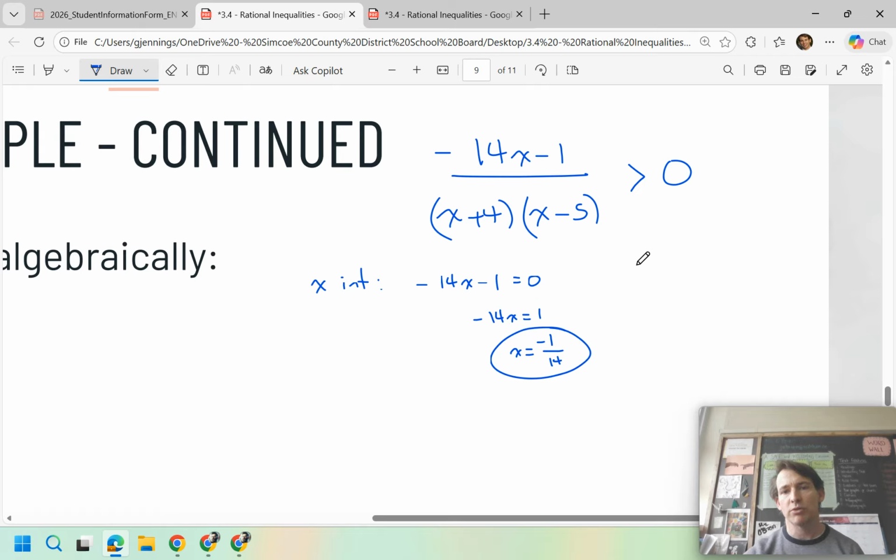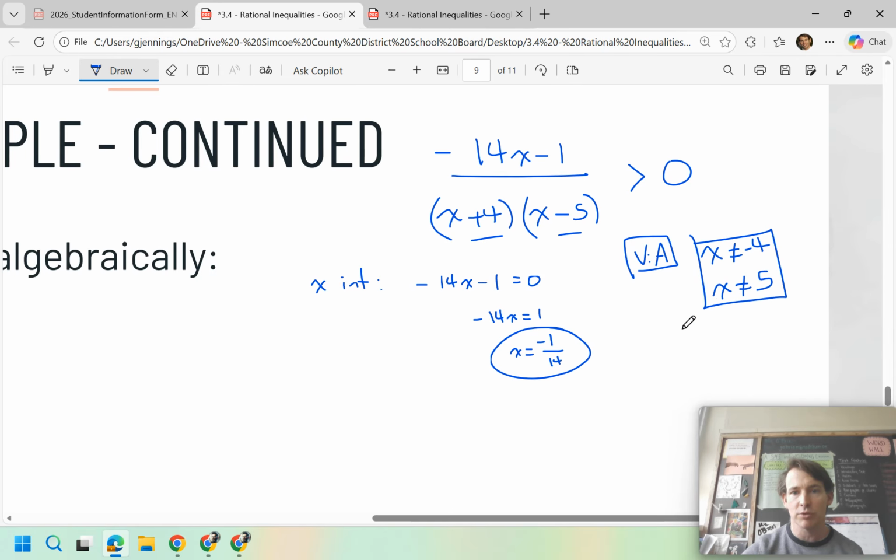And then I also am interested in vertical asymptotes. I can see that I have a quadratic on the bottom, which means I can have as many as 2 of these vertical asymptotes. And then a horizontal asymptote that's going to go to 0. All right, so my vertical asymptotes here are this one and this one. So x is not equal to negative 4, and x is not equal to 5. So there's my 2 vertical asymptotes.